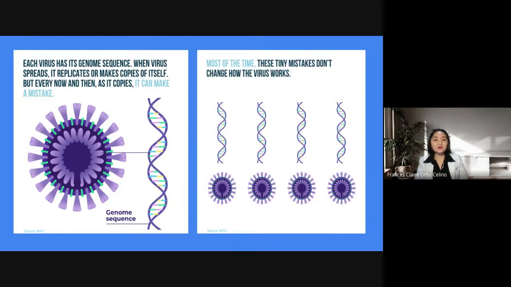So, parang ganun din, di ba? Pag tinatry nating pakopyahin minsan ng ating mga estudyante sa board, di ba? Hindi naman lahat ng estudyante, kahit nakasulat yun ng maganda, hindi naman lahat ng ito, nakakopya ito ng exactly the same. Although, meron din yung mga ibang estudyante na nakokopya ito ng the same. Okay, so, most of the time, these tiny mistakes don't change how the virus works.